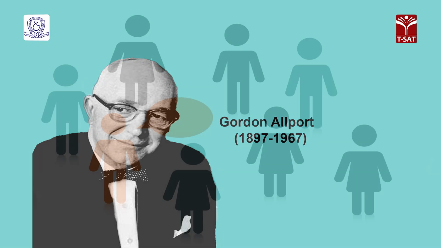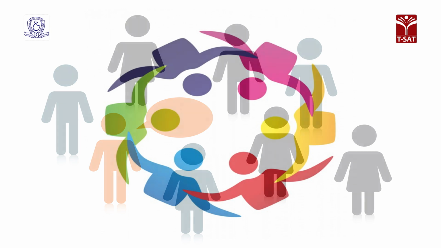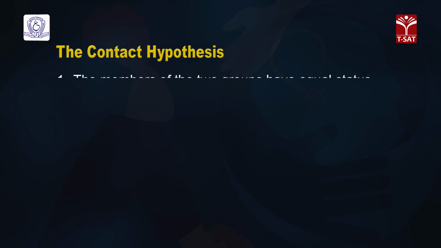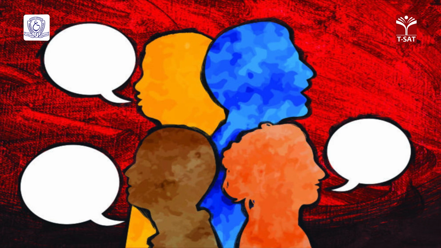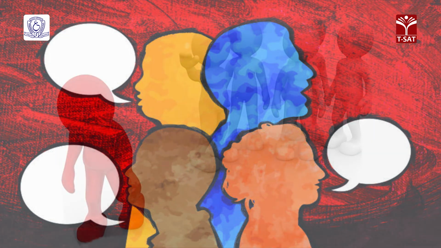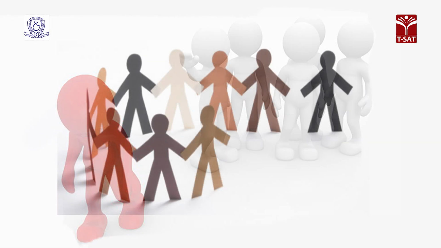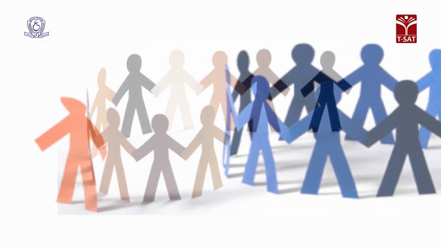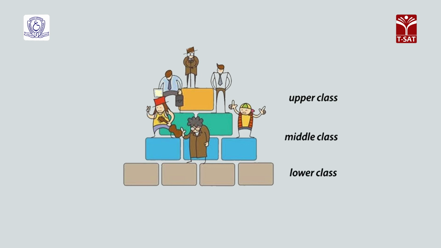According to Gordon Allport, contact between groups is most likely to reduce prejudice when 4 conditions are met. The first condition is that the members of the 2 groups have equal status. Allport believed that contact in which members of one group are treated as subordinate wouldn't reduce prejudice, and it could actually make things worse. For example, high and low class. When people from high and low class are treated equally, then there wouldn't be any conflict.